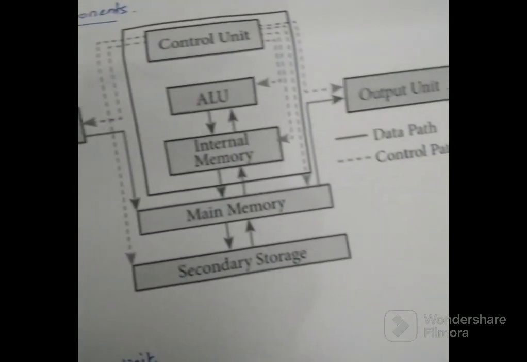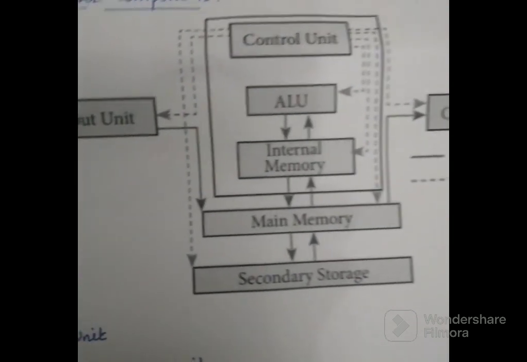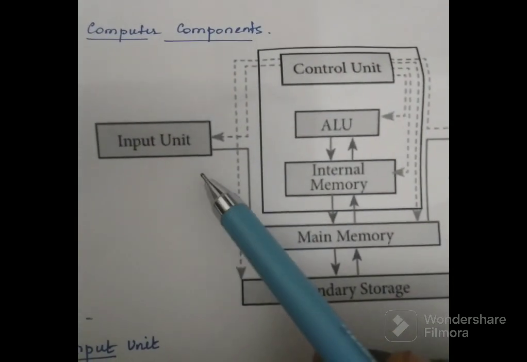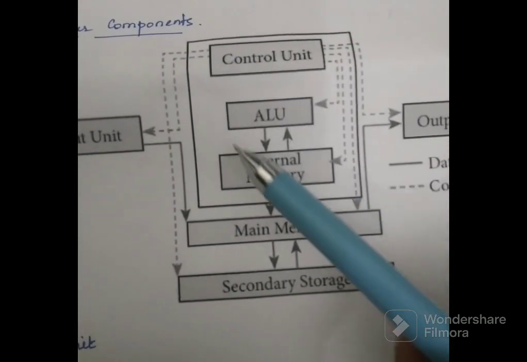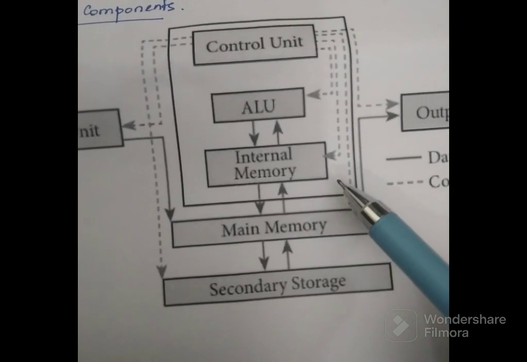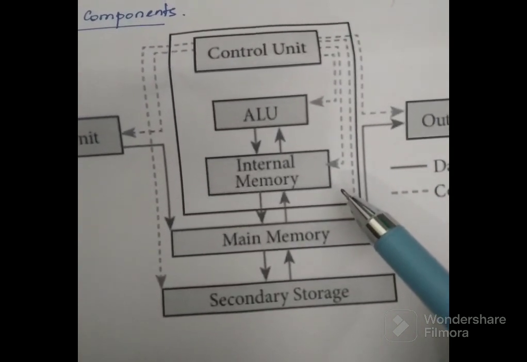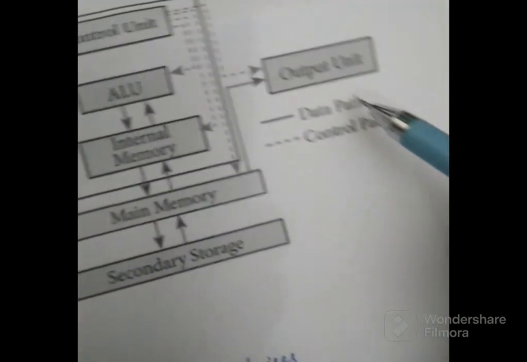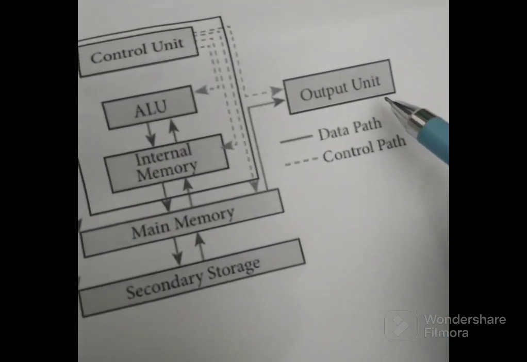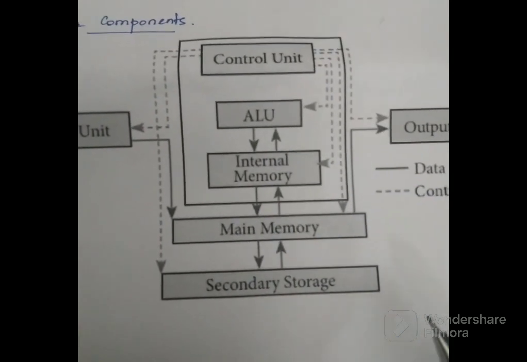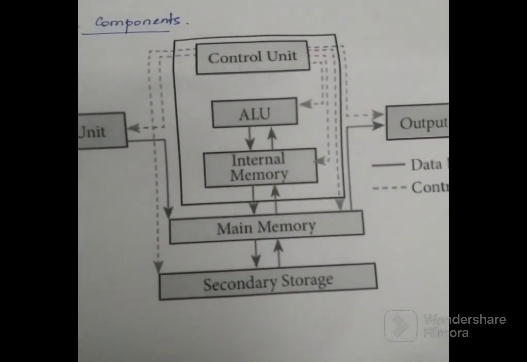See this diagram. Input unit. These three will be called as processing devices, together called as CPU, that is computer's brain, and storage devices and output unit. Collectively, these hardware components make up the computer system.